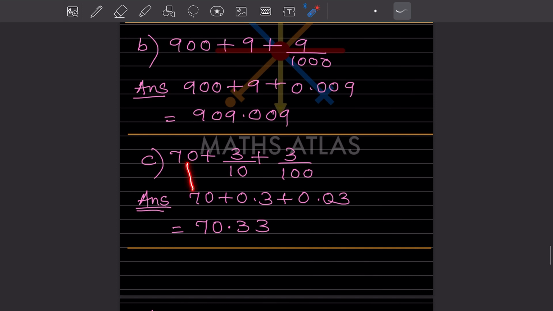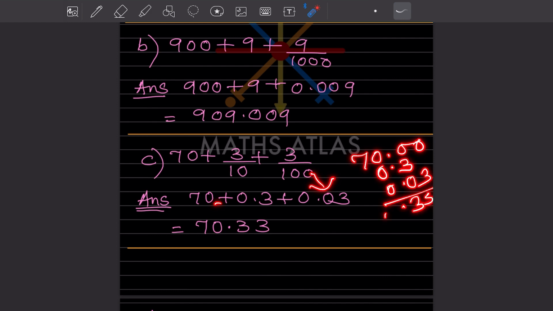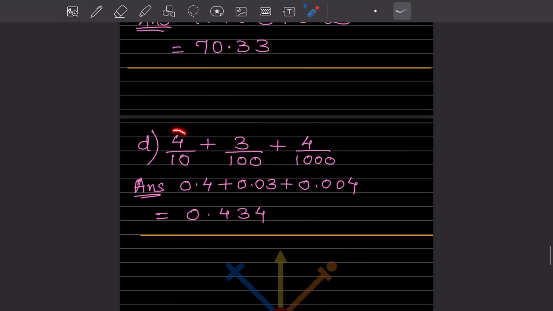Now look at here, 70, 0.3 means, this 3 by 10 means 0.3. 3 by 100 means 0.03. So again, this you can put 70.00, 0.3, 0.03, 3 point, this 70.33.